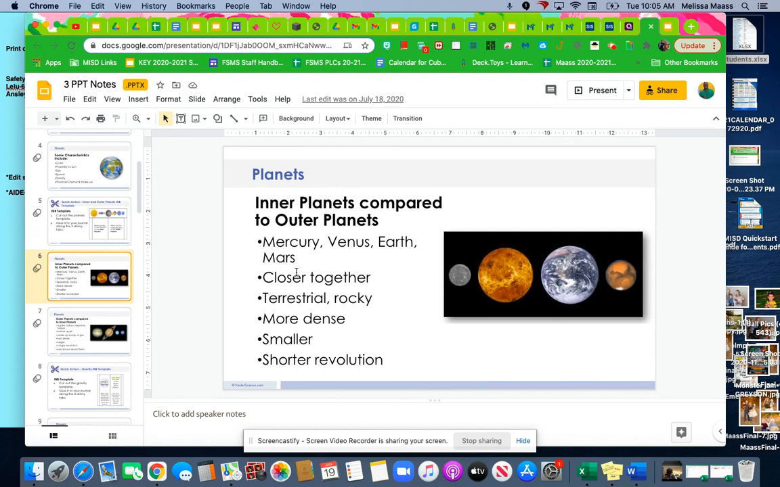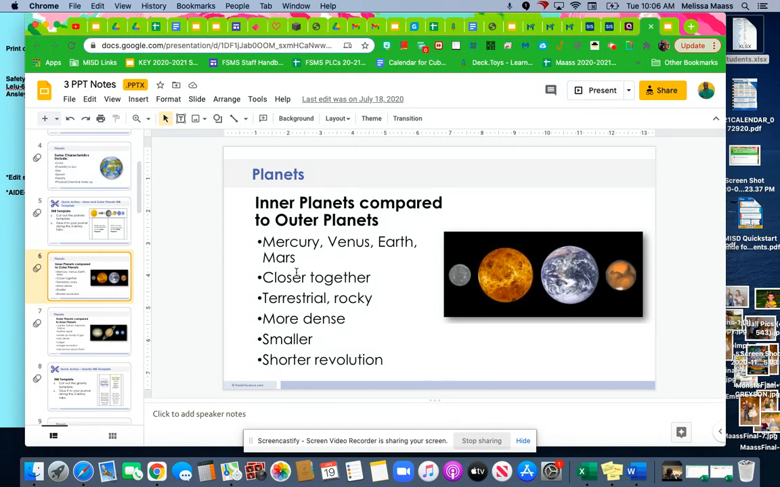These planets are a lot closer together. They're terrestrial, which means if we were able to, we can go there and walk on them because they're rocky. We will not go right through them. They're not gas giants, nothing like that, okay?